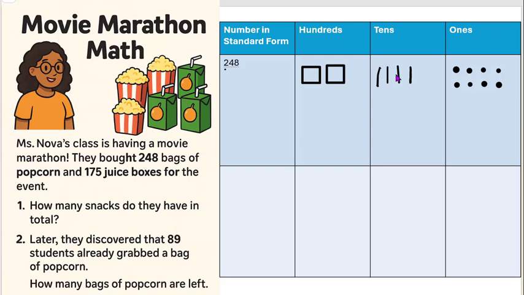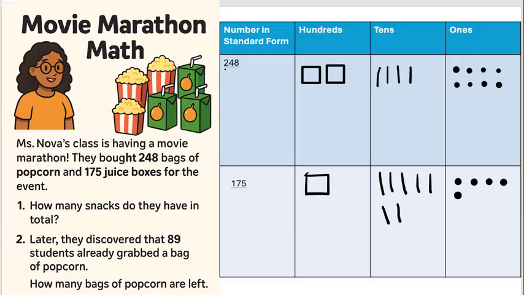So now that I've drawn the amount of popcorn, I now need to represent the number of juice boxes, which is a total of 175. 175 goes here in standard form. And then I'm going to represent 175 in base 10 blocks. Again, base 10 blocks are the pictures that would look like this. 100, right? And then 70, we would draw 7 tens: 1, 2, 3, 4, 5, 6, 7 tens. And then we need 5 ones to look like this: 1, 2, 3, 4, 5. That's 100, 7 tens, 5 ones.